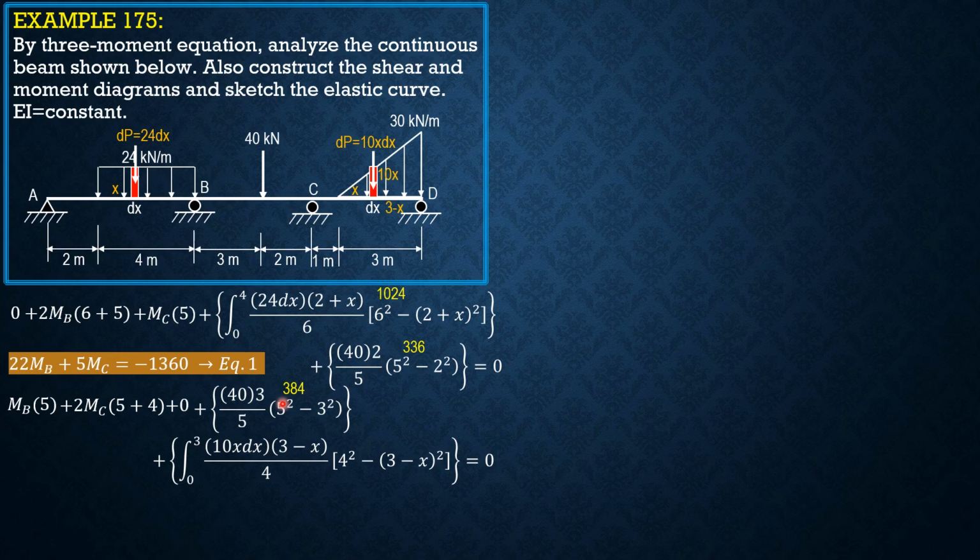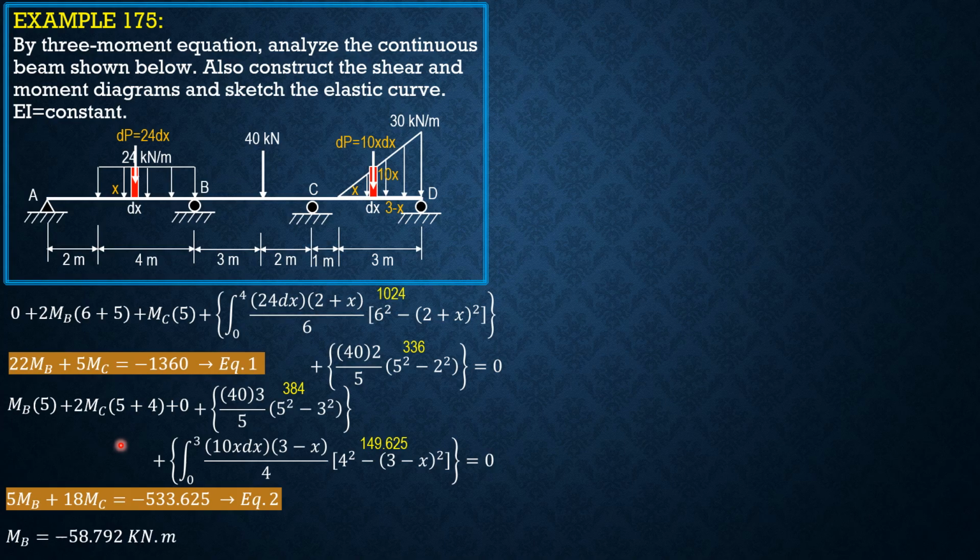The value of this is 384, while the integral is 149.625. So simplifying, 5 MB plus 18 M sub C equals negative 533.625. Call that equation 2. Then solve equations 1 and 2 simultaneously. We get MB equals negative 58.792 kilonewton meter and M sub C equals negative 13.315 kilonewton meter. We then apply the reactions RA, RB, R sub C, and R sub D.